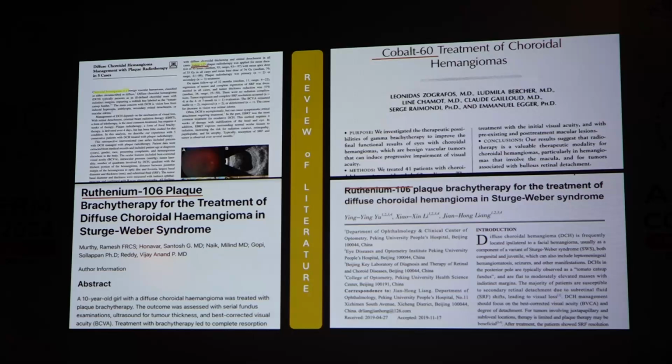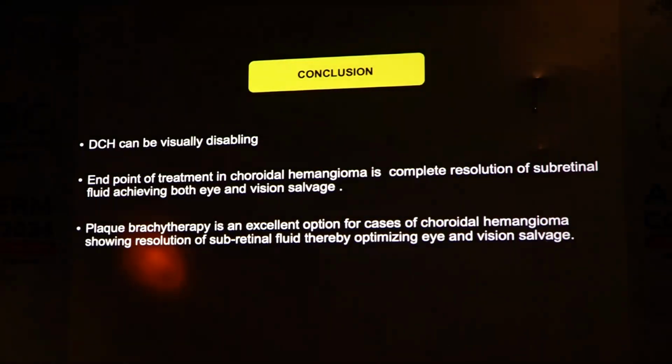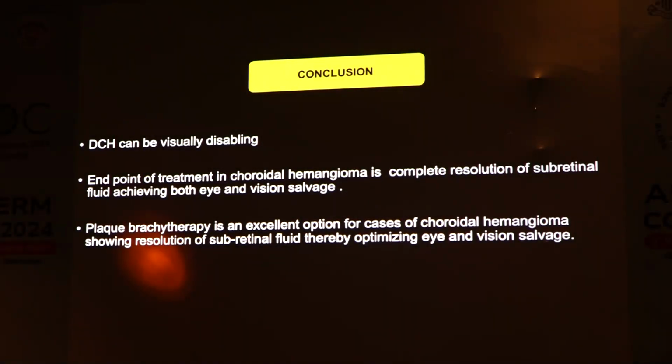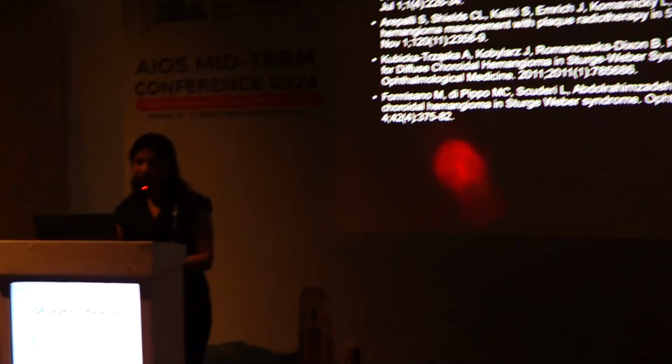A review of literature was done and supportive evidence was shown by various other plaques as well to show stable regression of the nodular mass and complete resorption of the subretinal fluid. Diffuse choroidal hemangioma can be visually disabling. Imagine looking at the room with perception of light. Can you even see something? The end point of this treatment is a complete resorption of the subretinal fluid, and plaque brachytherapy is an excellent option for this. Thank you.